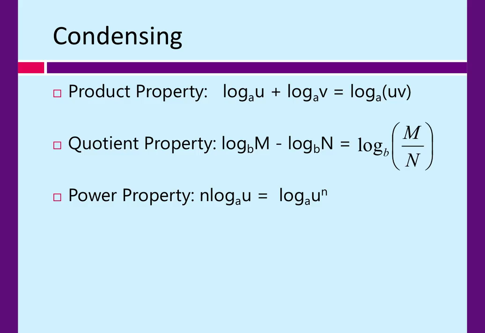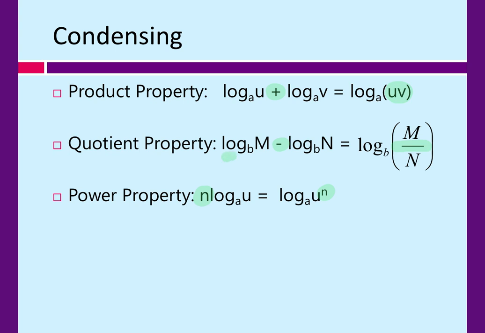Okay, now we're going the other way around. So now we start with multiple logs and we put it into 1. This will also be done next week when we do solving equations. If you have multiple logs, you're condensing. So now we've reversed it. If it starts as a plus, then it becomes a multiplication. If it starts as a minus, it becomes division. And if it starts as a product on the front, it becomes the exponent.